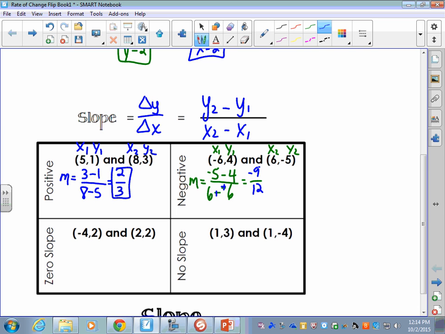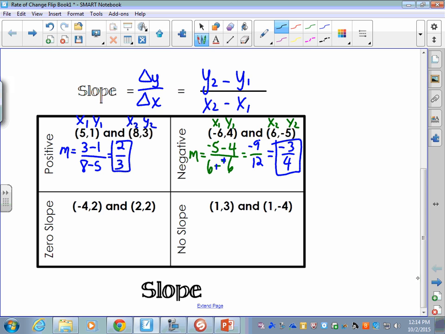Yes, I do want you to always simplify. So this can be reduced. Negative 9 over 12 can be reduced to negative 3/4. I don't like those little rules, but it helps people.